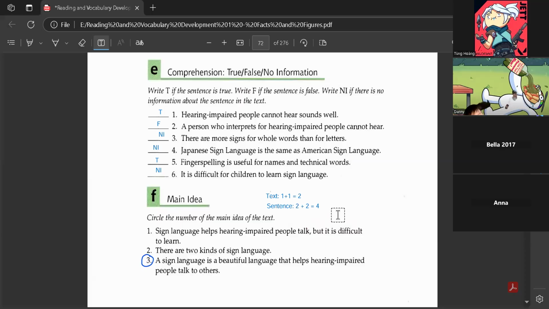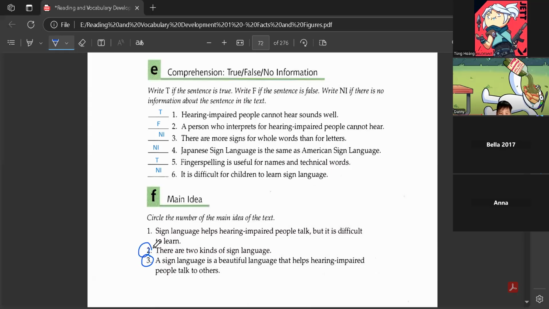You can just take it from the text and then solve it out and get 2 plus 2 equals 4. Although 2 plus 2 equals 4 is true, it's not in the text. So you can't say that it's true. You have to say it's no information. Is it clear, Bella? All right, back to the main idea.